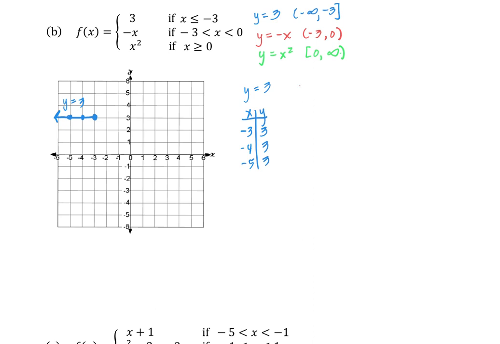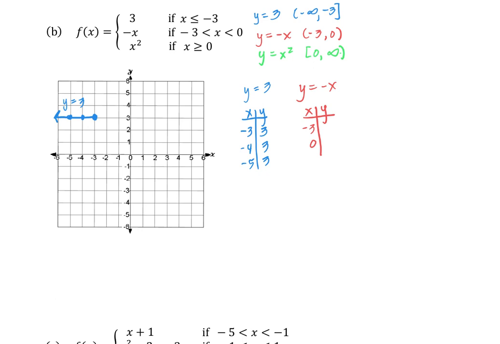Next, we have y equal to -x. So I know that's going to be a line. I'm going to plug in some points. I'm going to start with -3 because that's what my interval tells me to start with. And I'll end with 0. I have to do open circles because it's strictly x greater than -3 and x less than 0. So again, going to be open circles, but I can still put these points in.